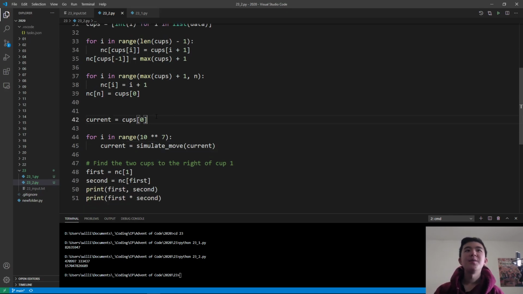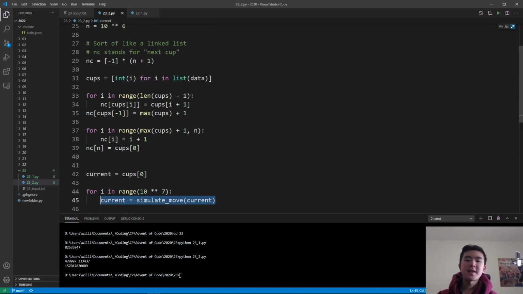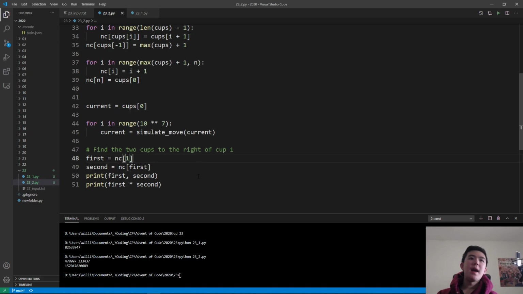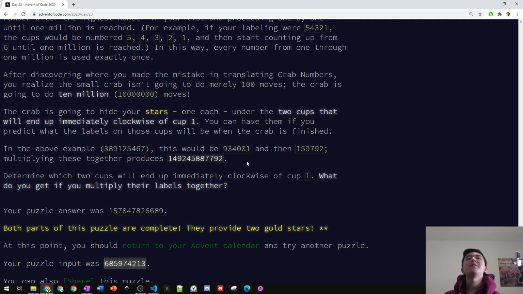So we assign our current cup to the first cup in our list, and then we just go do the simulation 10 to the 7 times, reassigning the current cup because that's what determines a move. And then we just find the next cup to 1, so 1 cup's next cup, and then the next cup of that. So the first and second cups immediately to the right of 1. We multiply those together, and then we are done. So that's it for part 2.